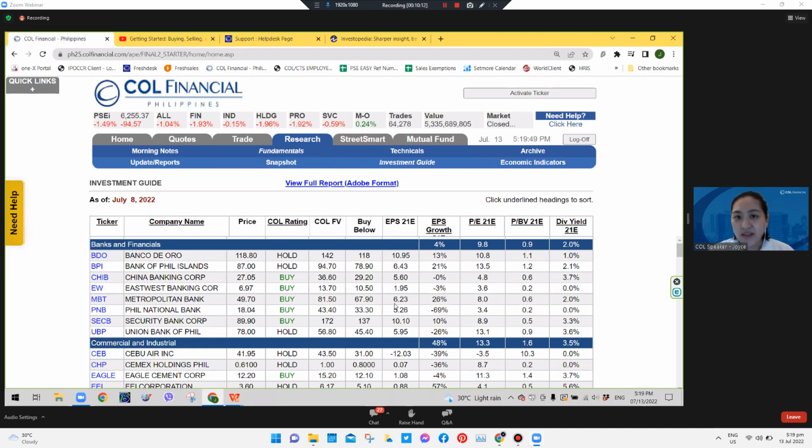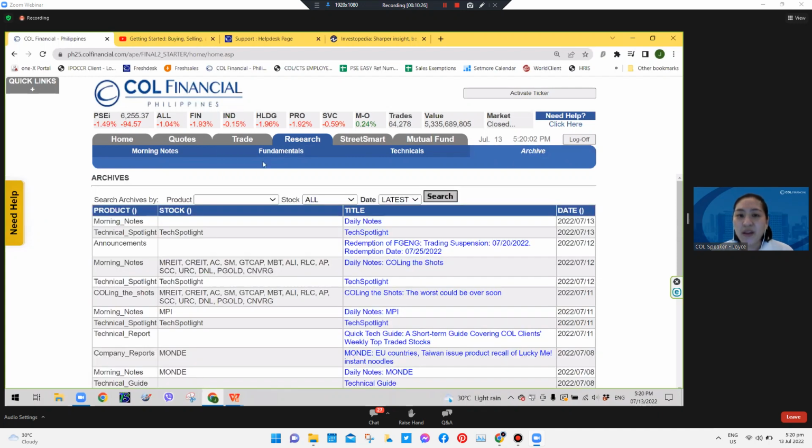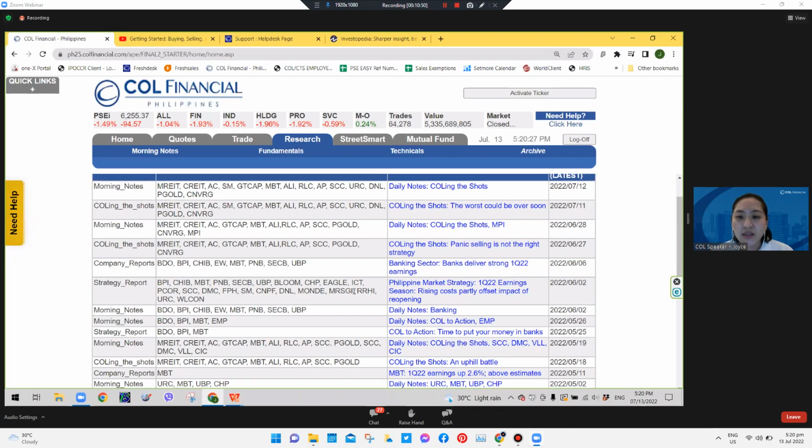Let's say you are interested in investing in Metrobank because the investment guide said that it's cheap. The next step that you have to do is take a look at the report for Metrobank. So click on the research tab, click on the archive, and then here are all our research reports. And then let's filter this. On the filter section on top, on the stock, please choose MBT and then click the search button. And then here you get to see our research for Metrobank. Then take a look at a company report for Metrobank. So here, let's just take a look.